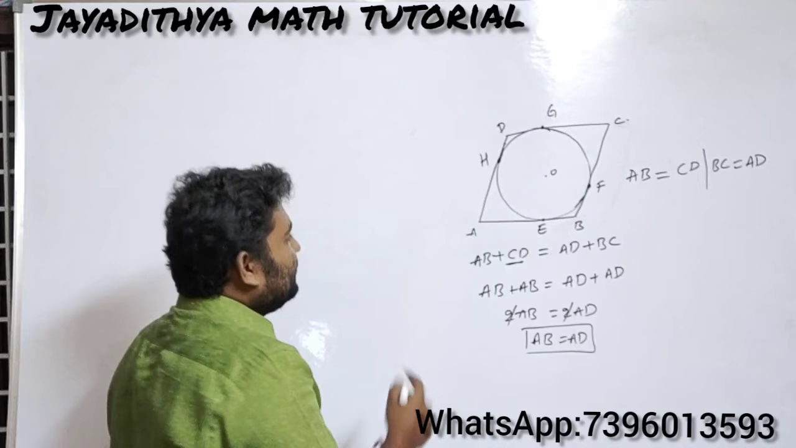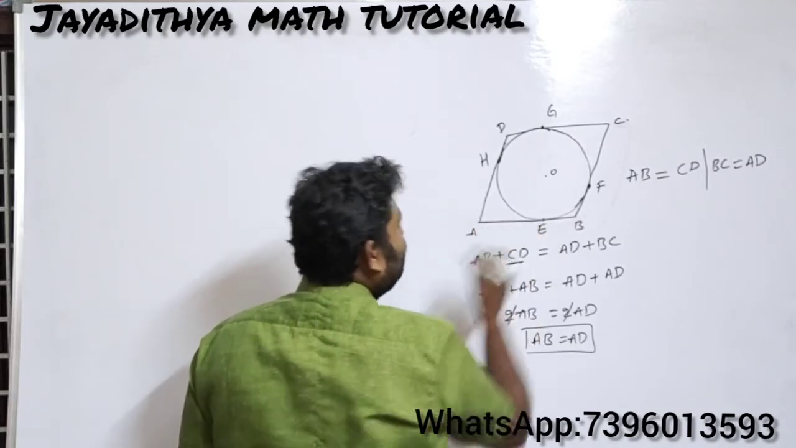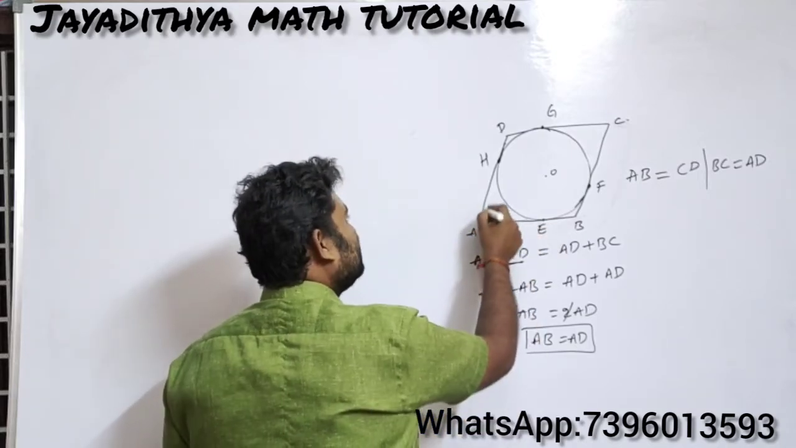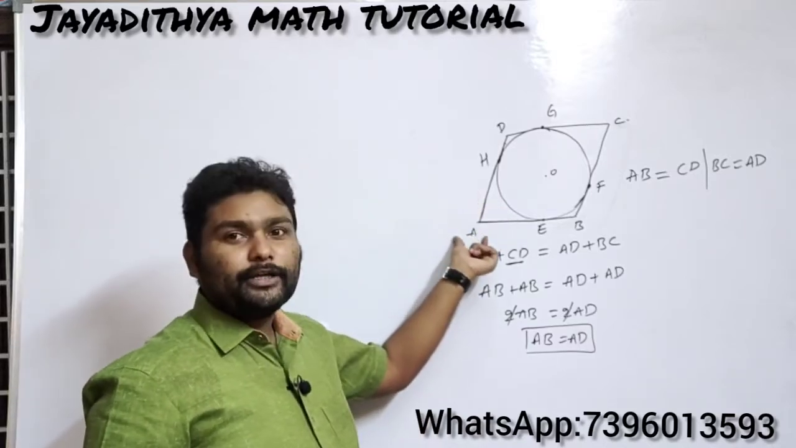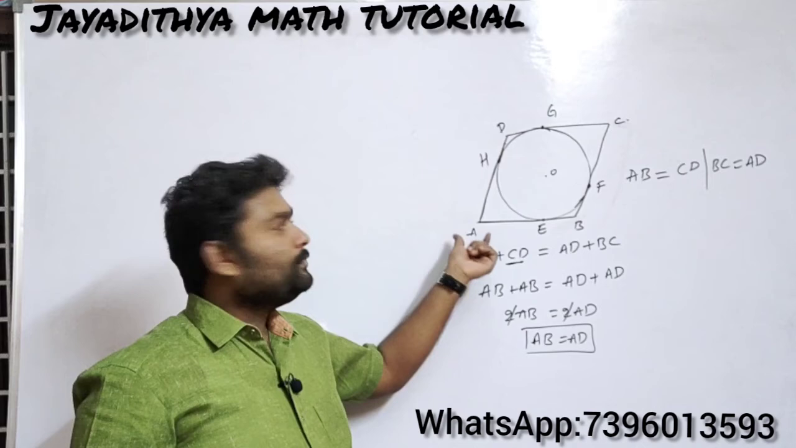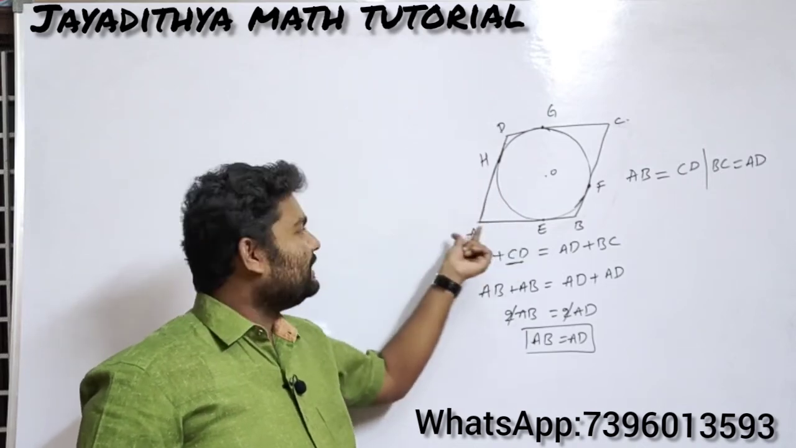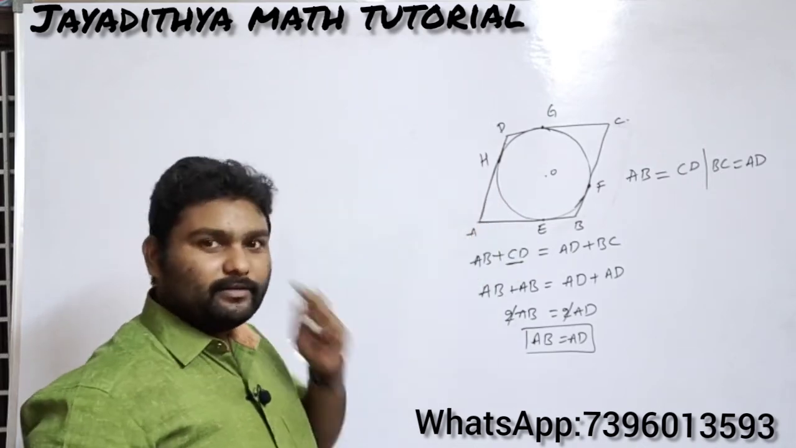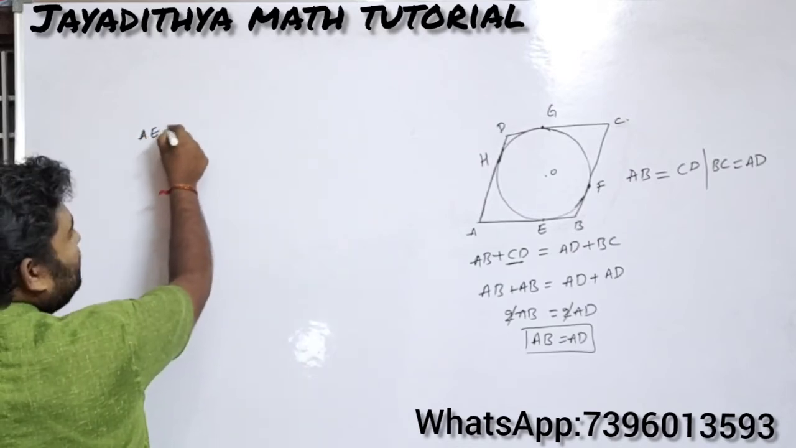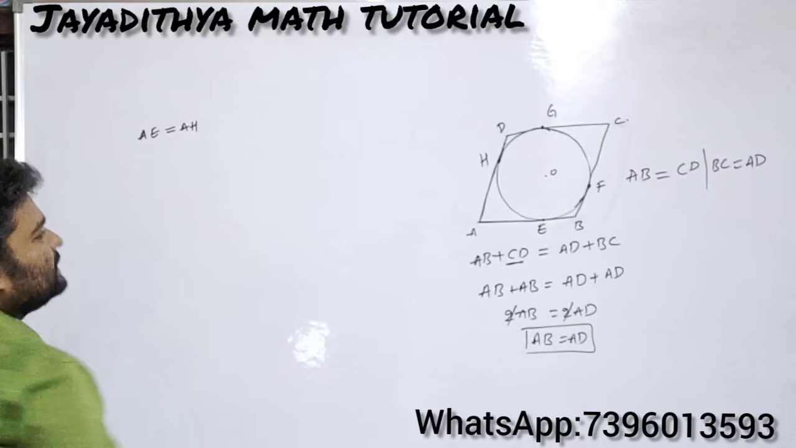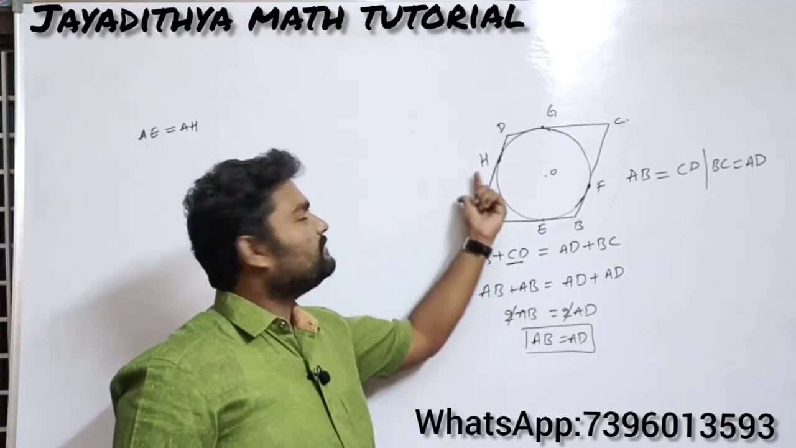In the figure, if you observe, AE will be the tangent to the circle and AH also will be the tangent to the same circle. Both are tangents from an external point. You know one statement. What is that statement? The lengths of the tangents drawn to a circle from an external point are equal. Right? So from this statement, what can you write here? AE is equal to AH. That is the first condition you can write.